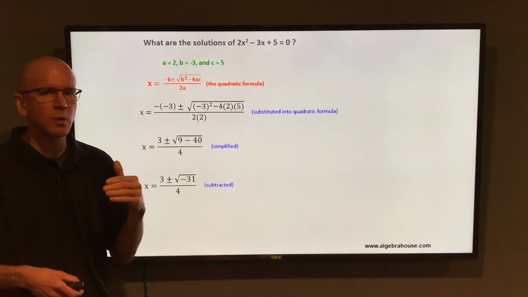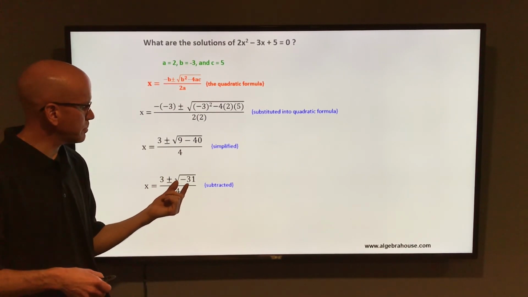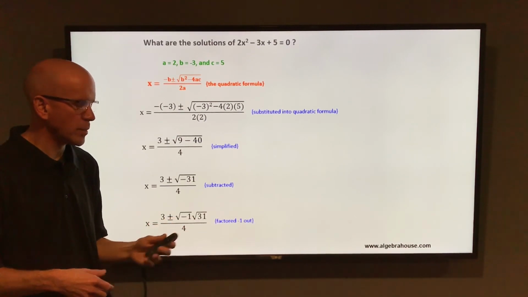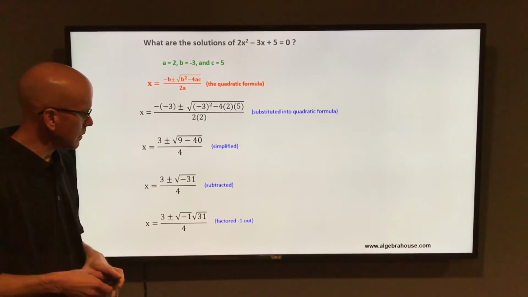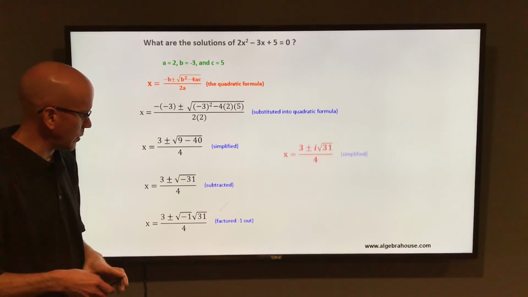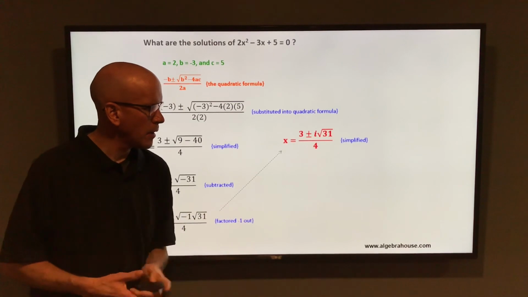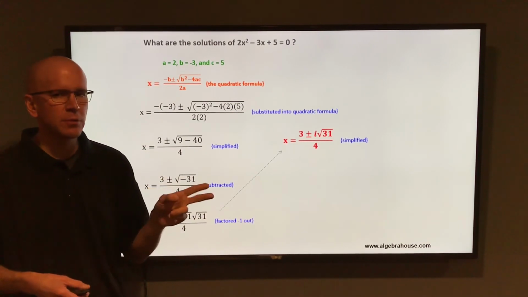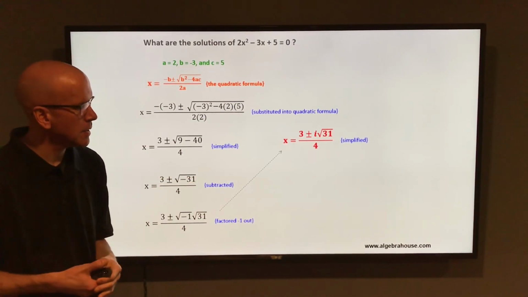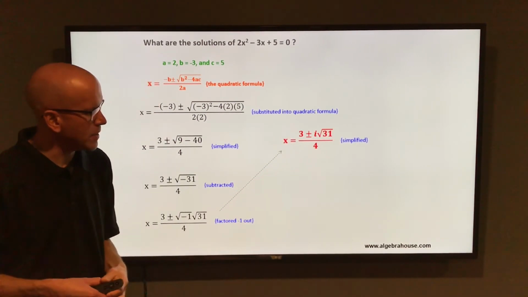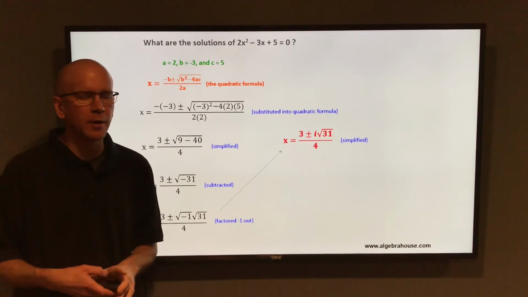Remember, when you take the square root of a negative number, we're going to split that square root of negative 31 into the square root of negative 1 times the square root of 31. The square root of negative 1 is i, so that would be 3 plus or minus i times the square root of 31 all over 4. So you have two solutions here, two imaginary solutions. 3 plus i times the square root of 31 all over 4, and 3 minus i times the square root of 31 all over 4.